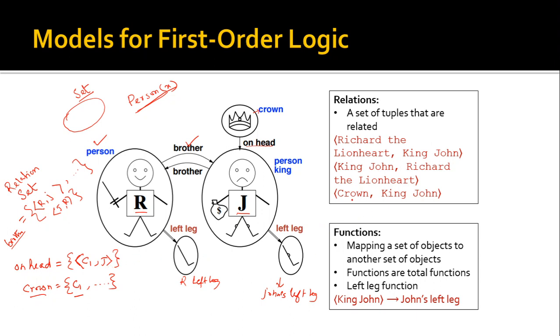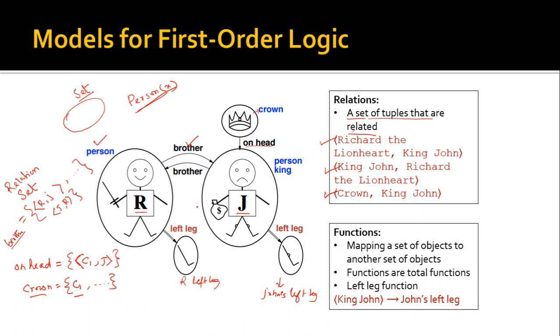So you can see that Crown King John is a relation, King John Richard Lionheart is a relation, and Richard Lionheart and King John are also forming a relation, right? So basically a relation is a set. So again we are representing almost everything as a set. So it is a set of tuples that are related, right?